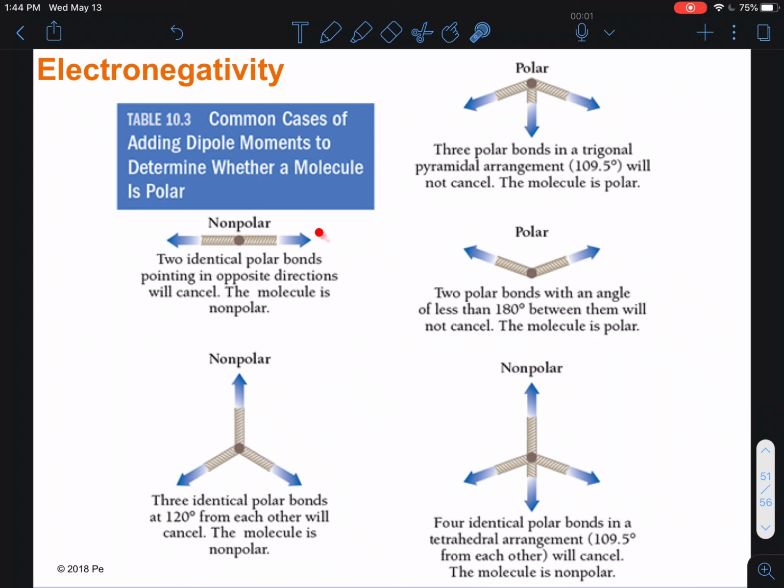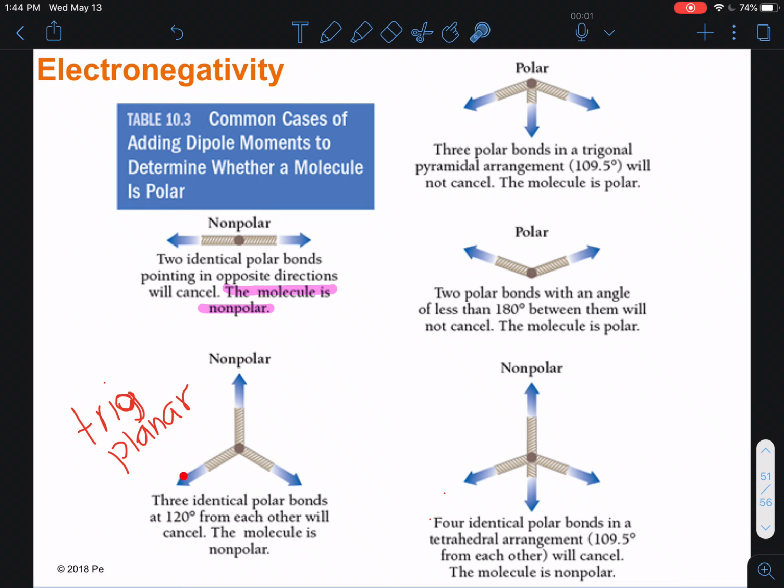So the first one, two identical polar bonds in opposite directions. This is a linear molecule. The molecule is nonpolar. If we have a trigonal planar geometry made up of polar bonds, such as this one right here.